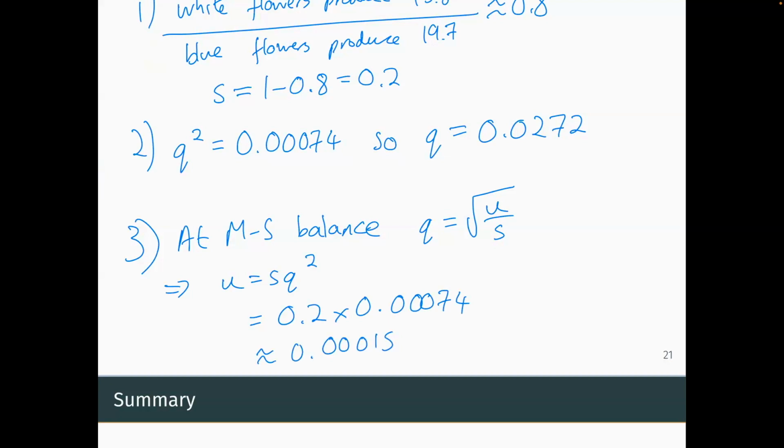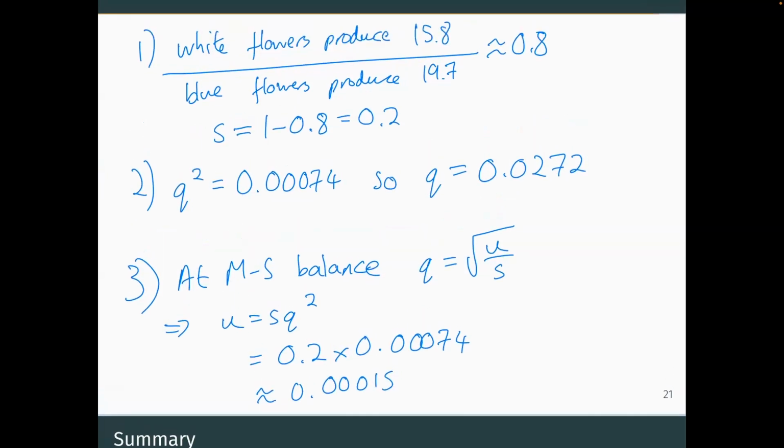Hopefully you got a slightly different answer to some of these things. If you did, I approximated the 0.8 at the start, just for the sake of ease of numbers. The key thing is, have you got the same process? Okay. If you are working this out, say in an exam or whatever, as long as your process is correct, even if the numbers differ slightly, that's fine.